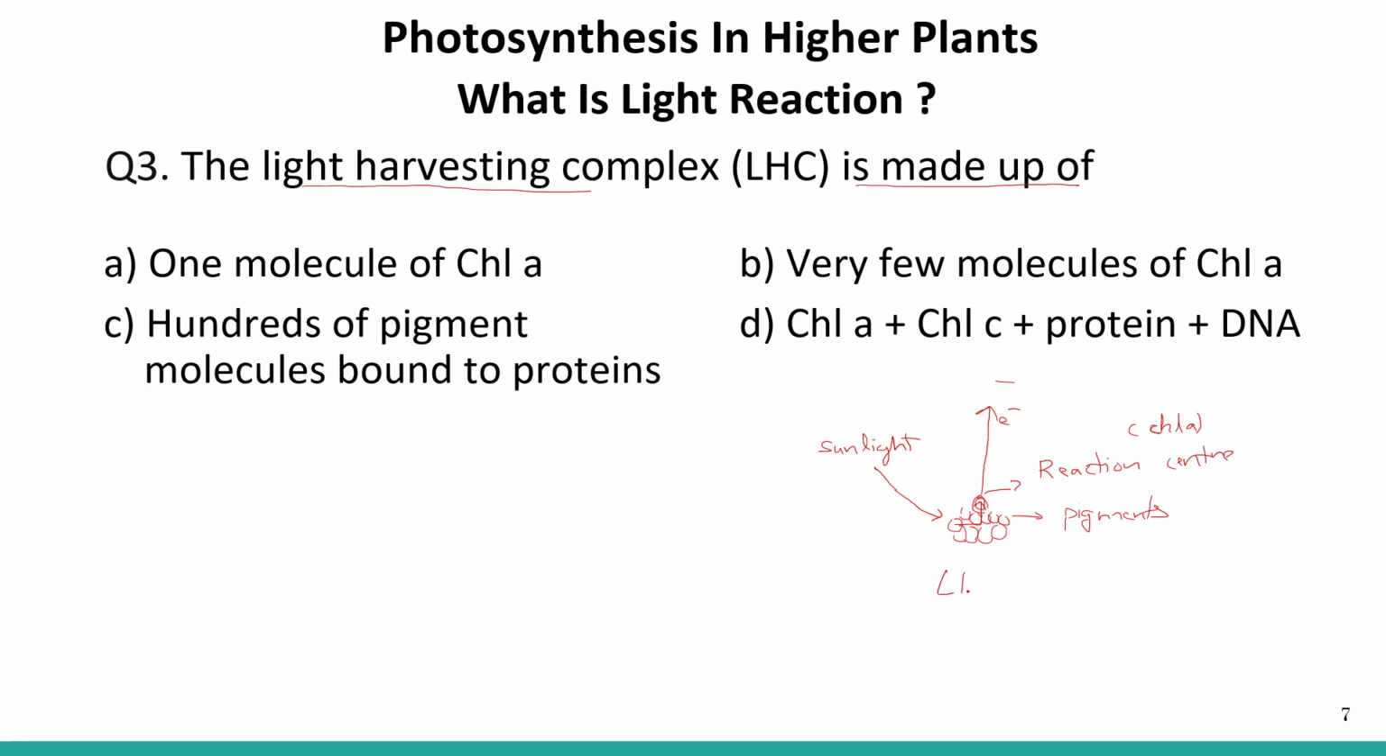So this is a light harvesting complex. There are two types of light harvesting complex, LHC 1 and LHC 2, present in photosystem 1 and photosystem 2 respectively. The light harvesting complex consists of hundreds of pigment molecules bound to proteins. They capture the energy from the sunlight and transfer it to the reaction center. Let's look at the options here. The first option is one molecule of chlorophyll A. This is not correct. This is the reaction center and not the light harvesting complex.